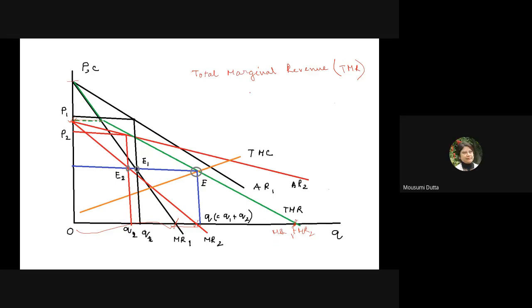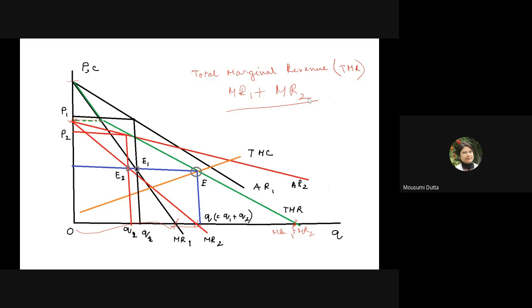You are horizontally summing two lines. Two straight lines you are adding, nothing else. One is given by MR1, another is given by MR2. You are adding the two lines, that's all. It's very simple. There is no economics in it.